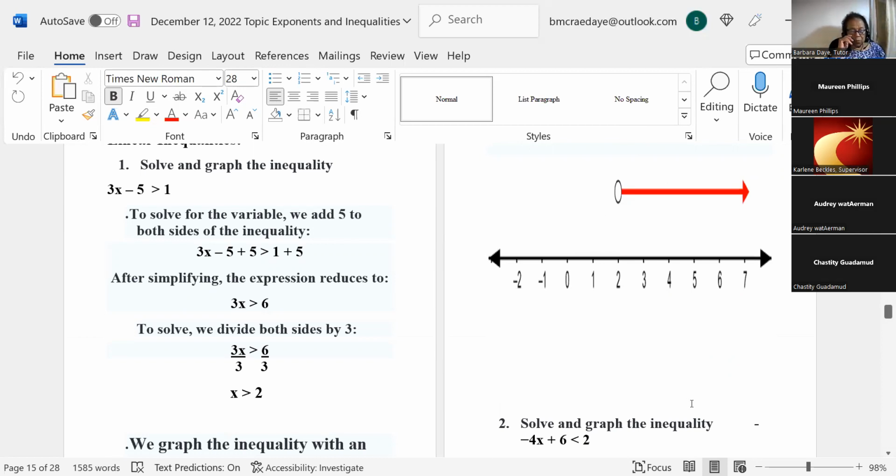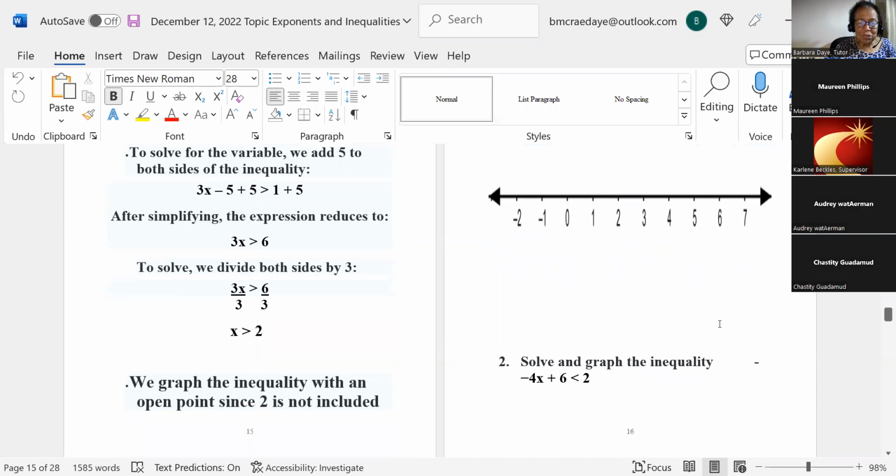You got it? So graphing it is really just plotting it on the number line and including whatever is in the inequality. So greater than 2 means start with the 2 and go to where it's getting bigger, but the 2 is not part of it because it's greater than 2. Like 3 would be, or 2.5, but not the 2, only if it were greater than or equal. All right, now let's try another one.